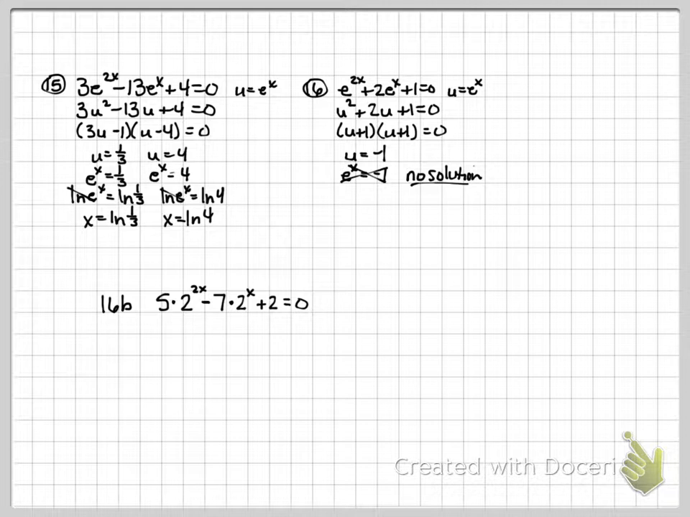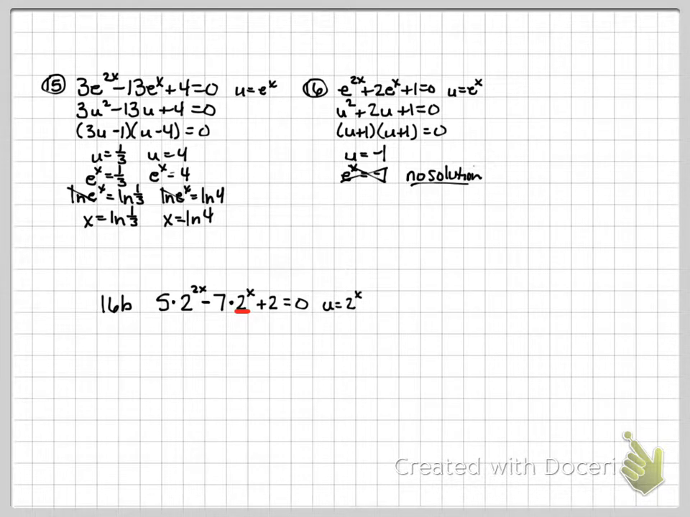I'm still going to use a u sub, but instead of having it as an e to the x this time, I'm going to use 2 to the x, and you might be wondering why. If I look at my b value, my middle term, it tells me what my smallest exponent is, and that's the x, and with my base, this kind of tells me what my u can be. So u is equal to 2 to the x.